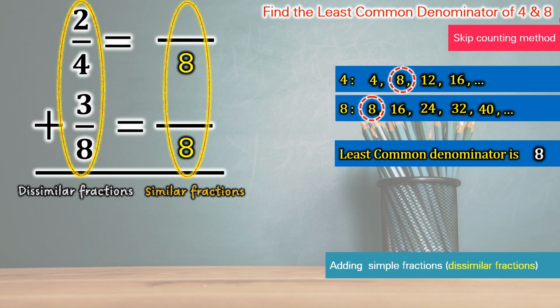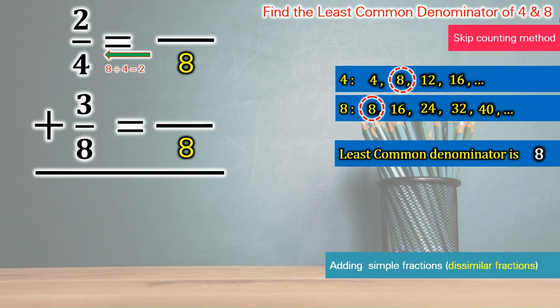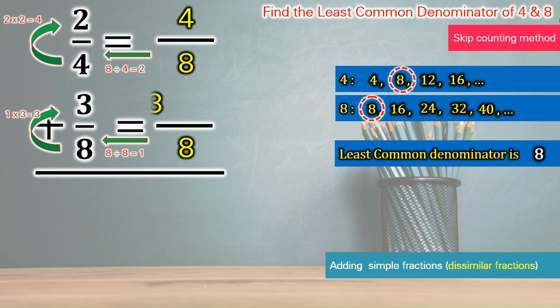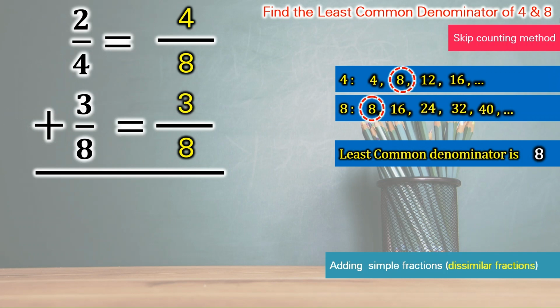Let's do it. 8 divided by 4 is equal to 2. 2 times 2 is equal to 4. 8 divided by 8 equals 1. 1 times 3 equals 3. We can now add the numerators 4 and 3 to get the sum of 7. Then copy the common denominator 8. Since 7/8 has no common factors except 1 and itself, and the fraction is consecutive numbers, we cannot reduce this to lowest terms anymore. Therefore our final answer is 7/8.